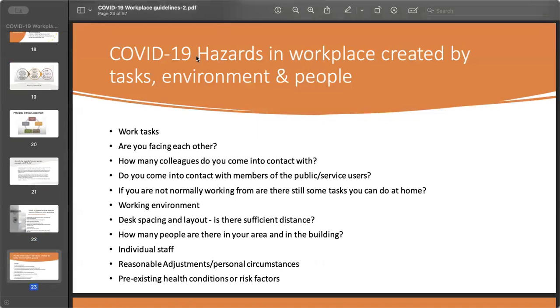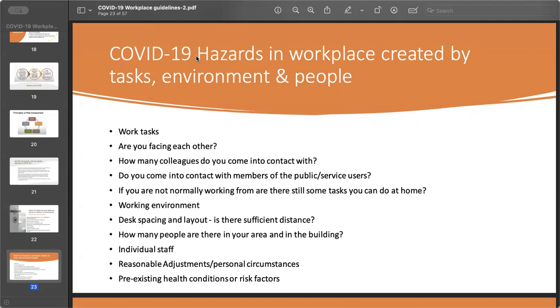COVID-19 hazards in the workplace are created by task, environment, and people. Work tasks: are you facing each other? How many colleagues do you come into contact with? Do you come into contact with members of the public or service users? If you are not normally working from home, there are still some tasks you can do at home.